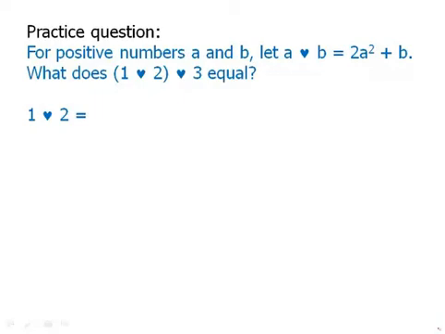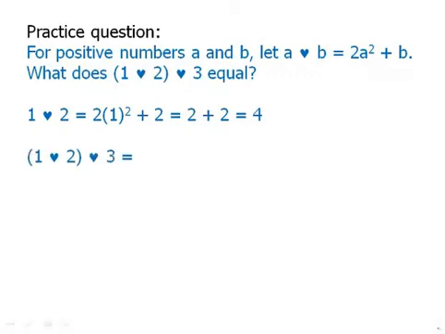Well, first thing we're going to do is set the parentheses. We're just going to treat that separately. 1 heart 2. 1 heart 2, what is that? Well, that's going to be 2 times 1 squared plus 2. 2 plus 2 is 4. So that whole parentheses just equals 4.